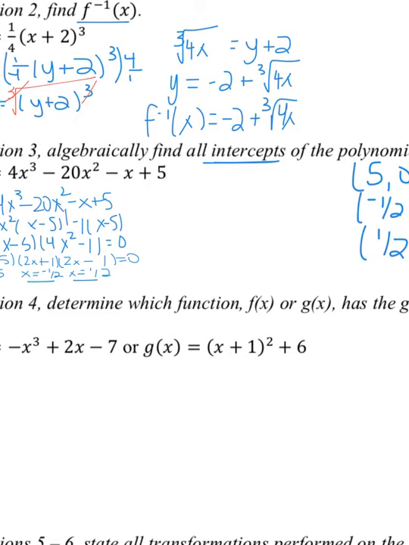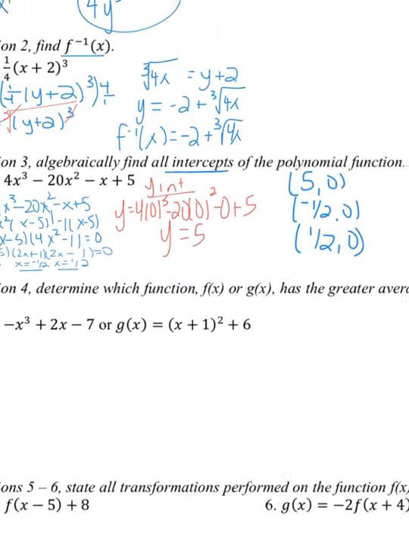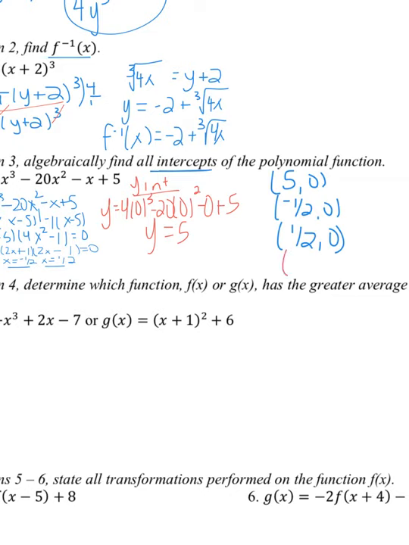Y-intercepts are a little bit easier because y-intercepts are where x equals 0. So y equals 4 times 0 to the third minus 20 times 0 squared minus 0 plus 5 gives you y equals 5. But same deal, you're not done until you write that as a coordinate. So now the x value is 0 for y-intercept, and the y-intercept is at 5. Okay, so these are your answers.